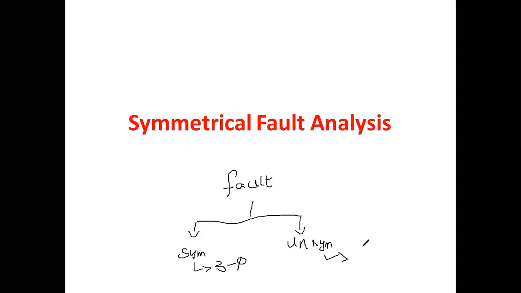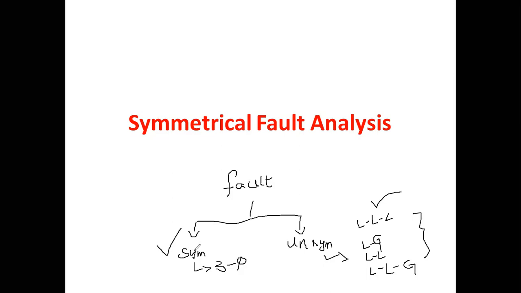Now, as far as unsymmetrical faults are concerned, there are line to ground fault and line to line fault. Including ground is also there, but that is another case. So these many types of unsymmetrical faults exist, and we are going to discuss this unsymmetrical fault analysis in the next chapter. We are going to concentrate mainly on the symmetrical fault analysis.